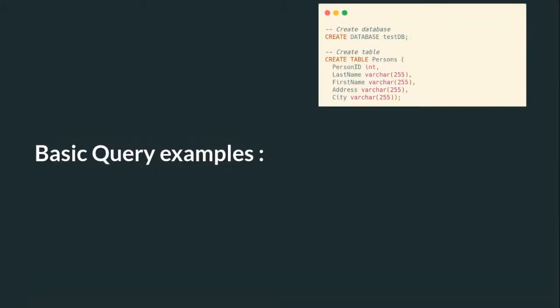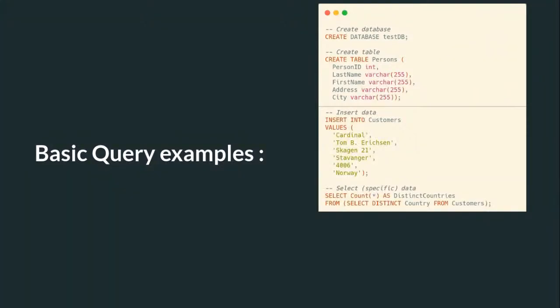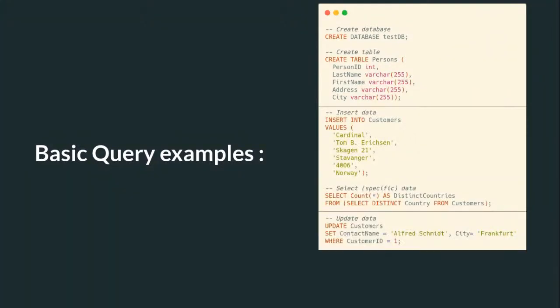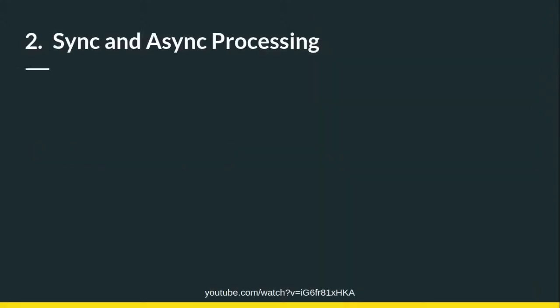So these are the basic core examples. You can create a database and table, insert data into your database, select specific data, update your data, and then delete your data as well. This is the basic query that I think all backend engineers know. Okay, next, moving to synchronous and asynchronous processing.